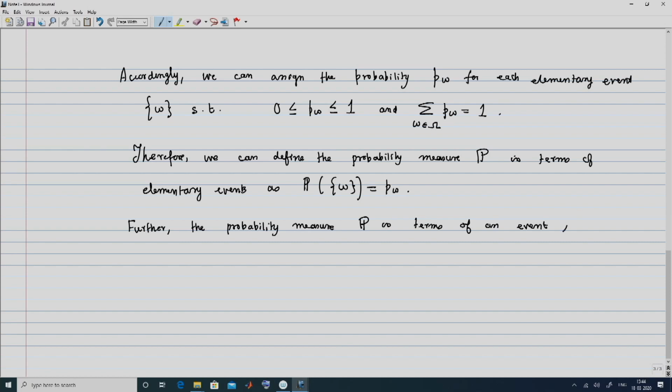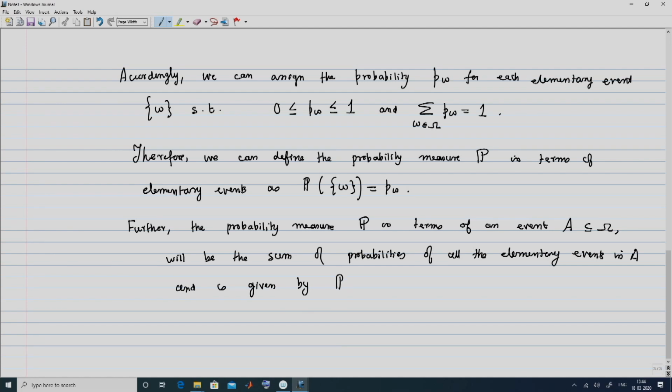So, let us go back to a generic event A. The probability of A will be the sum of probabilities of all the elementary events in A, and is accordingly given by the summation of P subscript omega, where omega is a member of the event A.